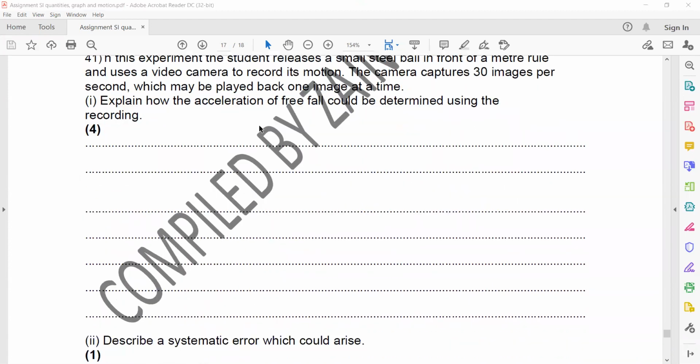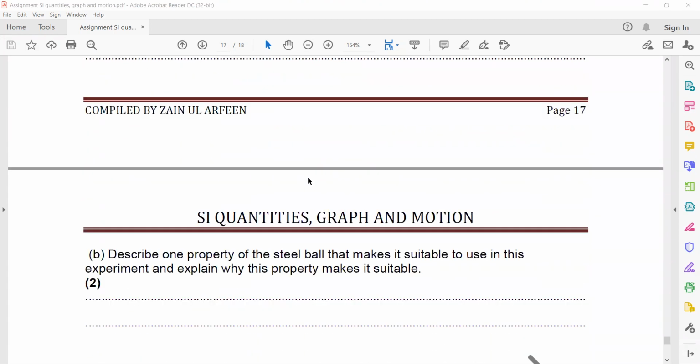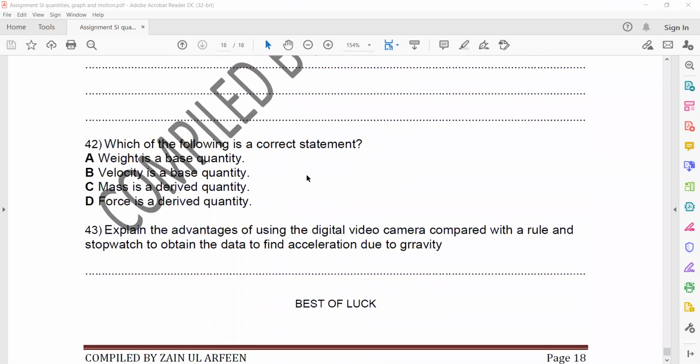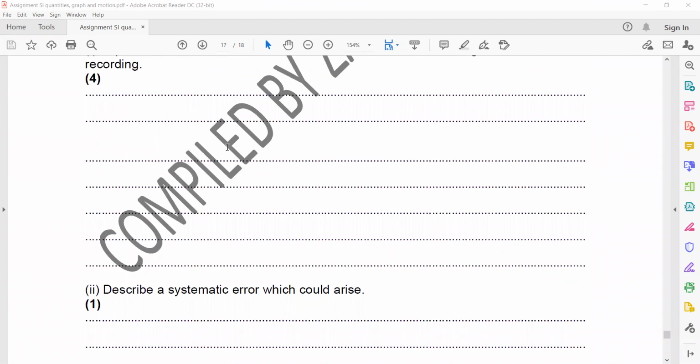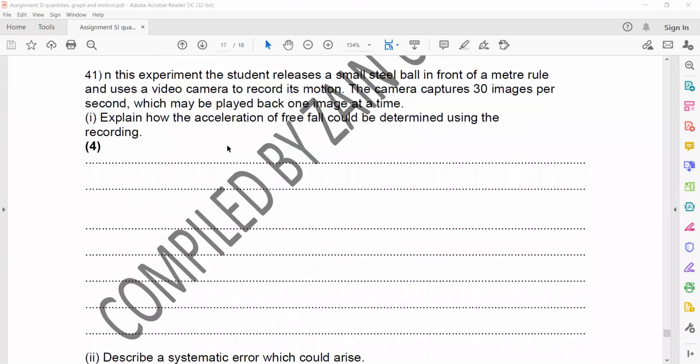In question 41, second last question. In this experiment, a student releases a small steel ball in front of a meter rule and uses a video camera to record the motion. The camera captures 30 images per second. So every second, it captures 30. How can the acceleration of free fall be determined by using this technique?